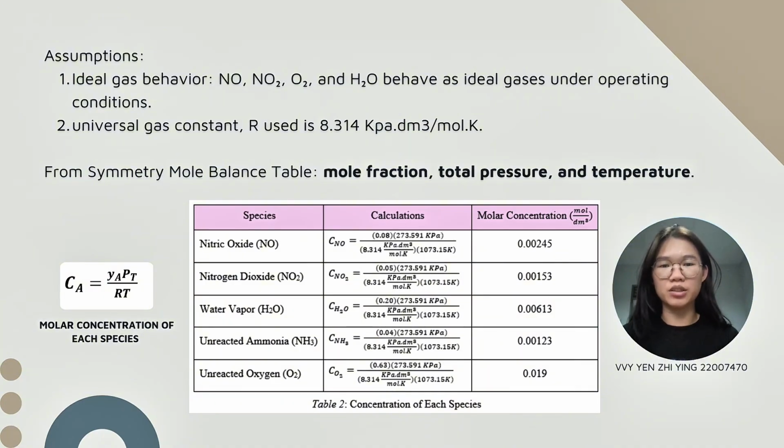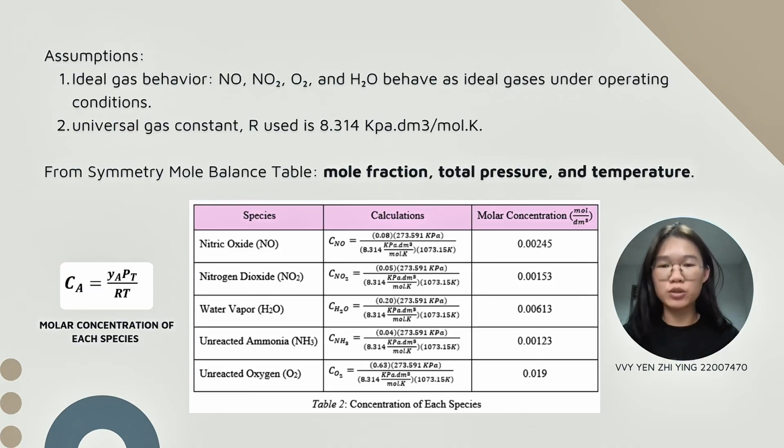The universal gas constant used in our calculation is 8.314 kPa dm³ per mole Kelvin. Using the ideal gas equation PV equals nRT, we can derive the molar concentration equation for each species: Ca equals YaP over RT, where Ca is the molar concentration, Ya is the mole fraction of each species, P is 273.591 kPa, while T is 1073.15 Kelvin. By substituting these values, we obtain the molar concentration for each species, which are presented in the following table.